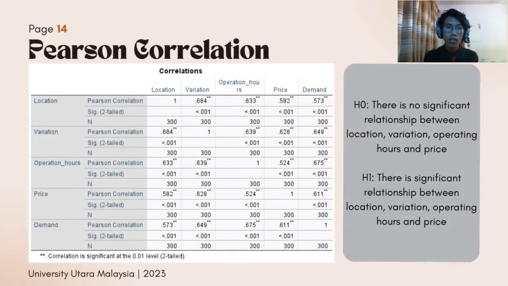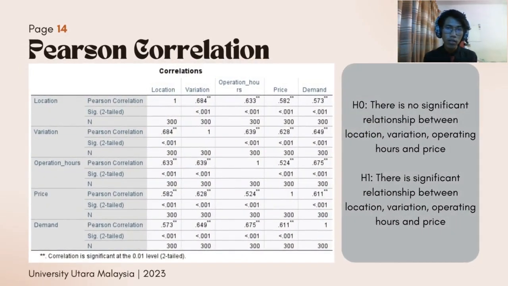In the Pearson correlation analysis, the null hypothesis is there is no significant relationship between location, variation, operating hours, and price. The alternative hypothesis is there is a significant relationship between location, variation, operating hours, and price. Based on the result of the analysis, we found that all variables have a positive relationship. Therefore, the null hypothesis is rejected.